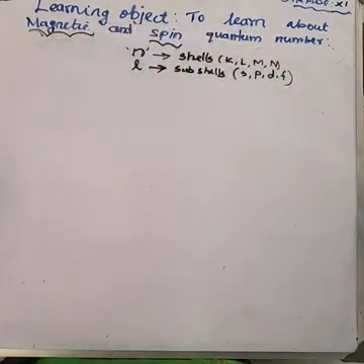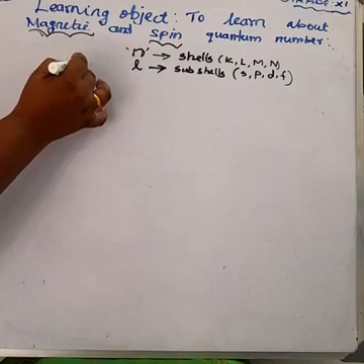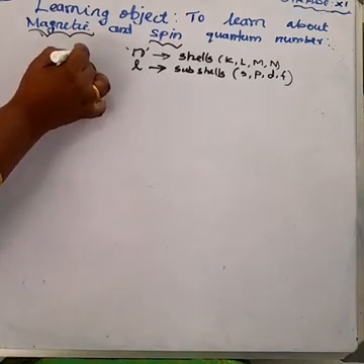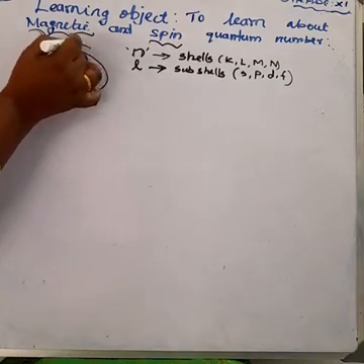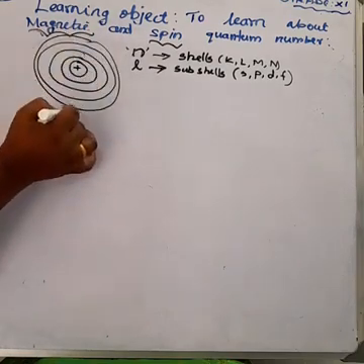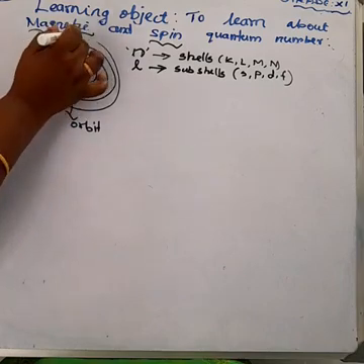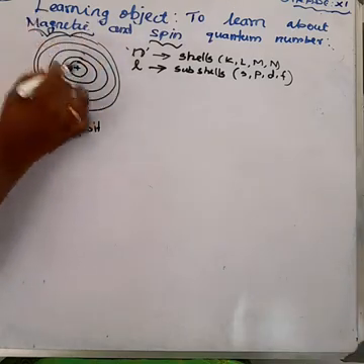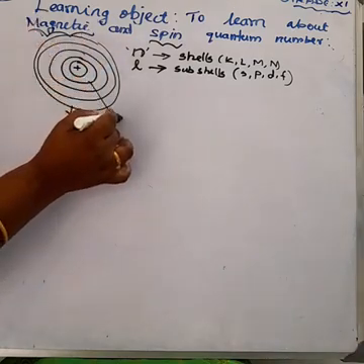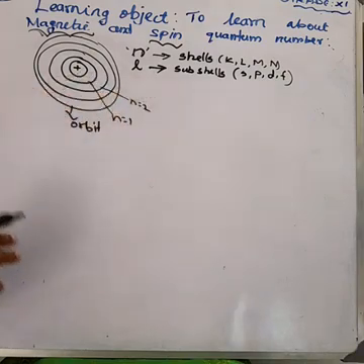When an electron revolves around the nucleus in a circular path, that circular path we call the orbit or shell. What are the shells? K, L, M, N. When n is equal to 1 it means K shell, n is equal to 2 means L shell, n is equal to 3 means M shell, n is equal to 4 means N shell. It is also known as energy level.